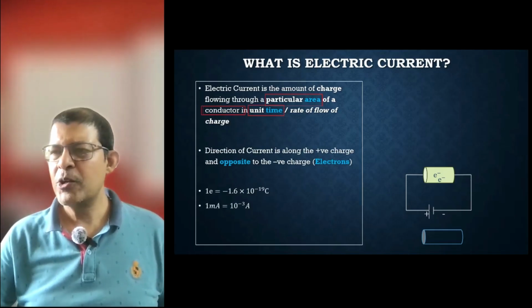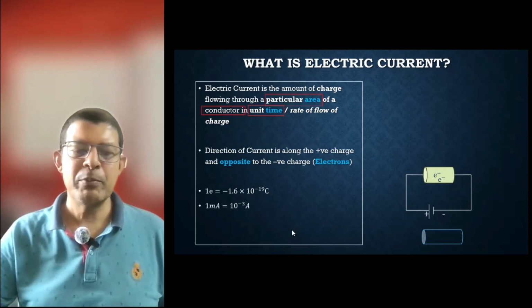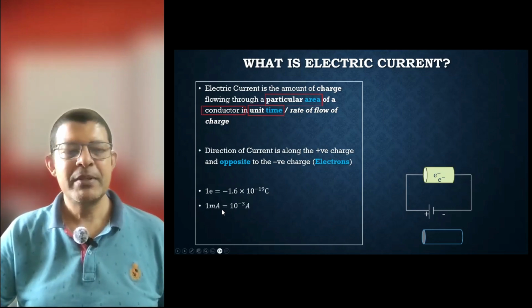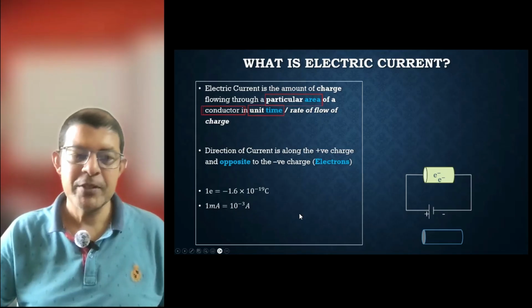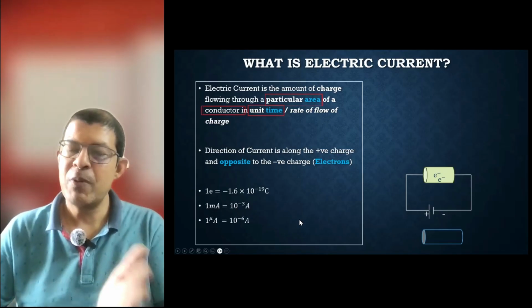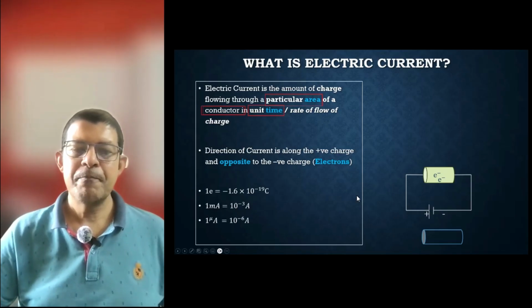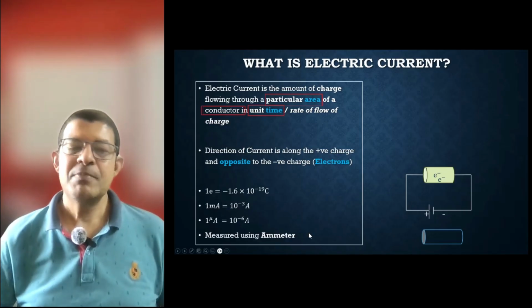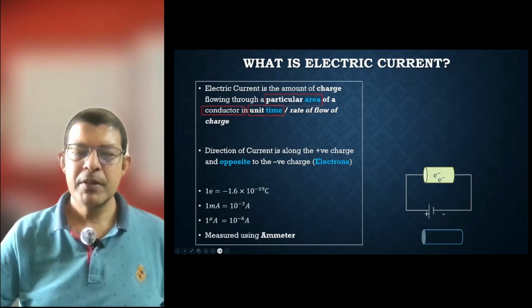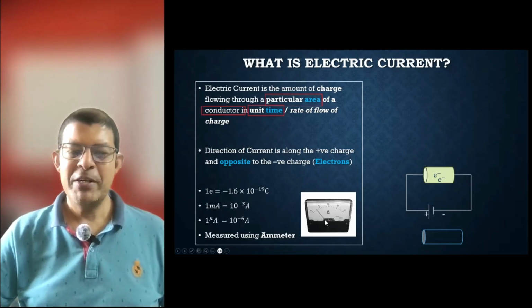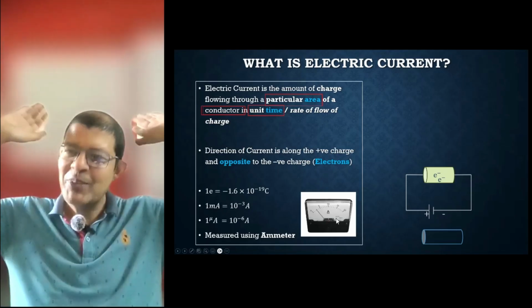Then a few conversions you need to remember. The first conversion is 1 milliamp is equal to 10 raised to power of minus 3 ampere, and then microampere is basically 10 raised to power of minus 6 ampere. And how is it measured? The current is measured using the ammeter. So let's see. This is the ammeter. This is the old meter, very, very old.